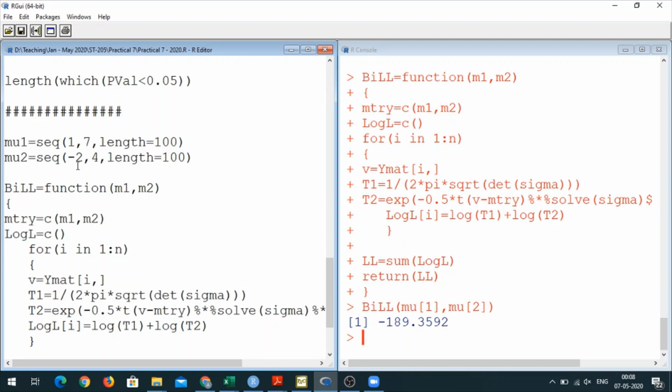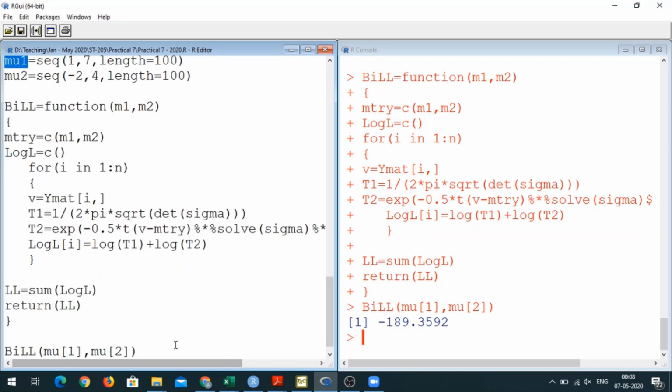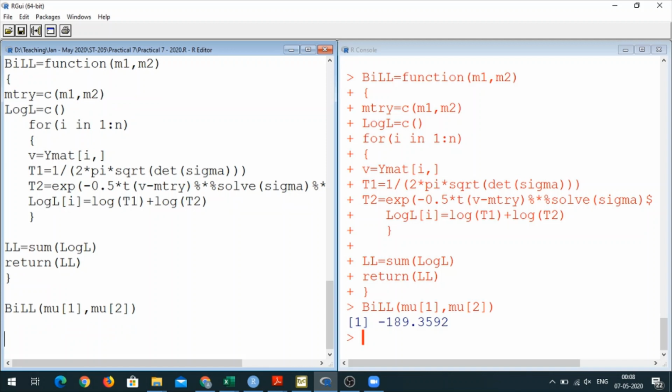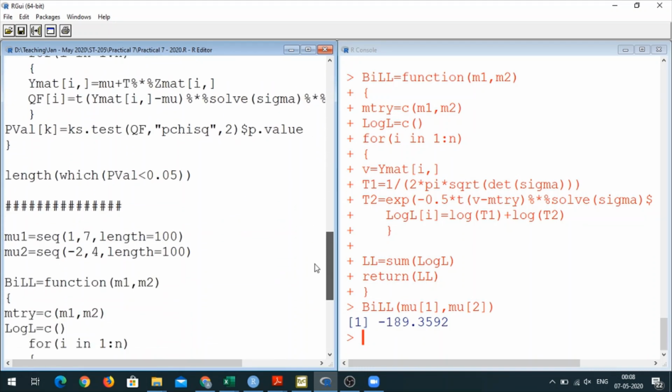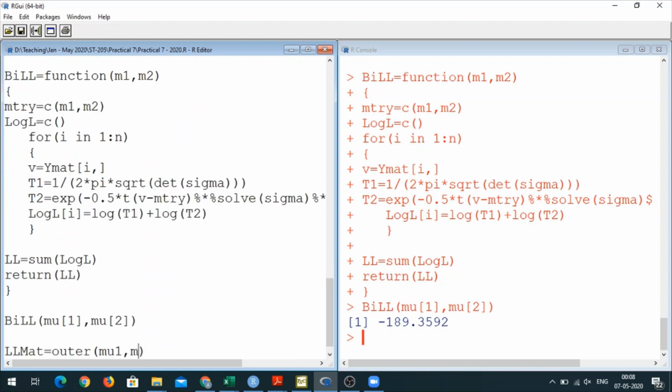If you remember, the outer command is going to help me do that. In the outer command, I'll consider all pairs of mu1, mu2 from this range, and then we will compute log likelihood over them. So let us try that. Let me call it LLMAT. So outer mu1, mu2, what did we name them? Yeah, mu1, mu2. So outer mu1, mu2 and Vectorize of log likelihood.